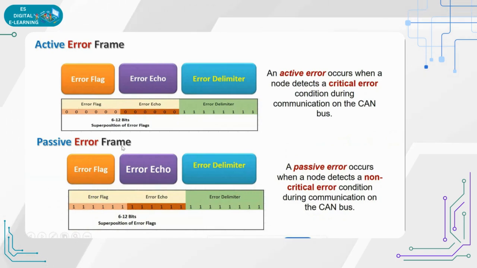Whatever errors we are getting have different types. Going forward, in upcoming classes, you will need to know how you get errors at the message level and at the bit level. Those are important concepts. Going forward, we'll discuss them.